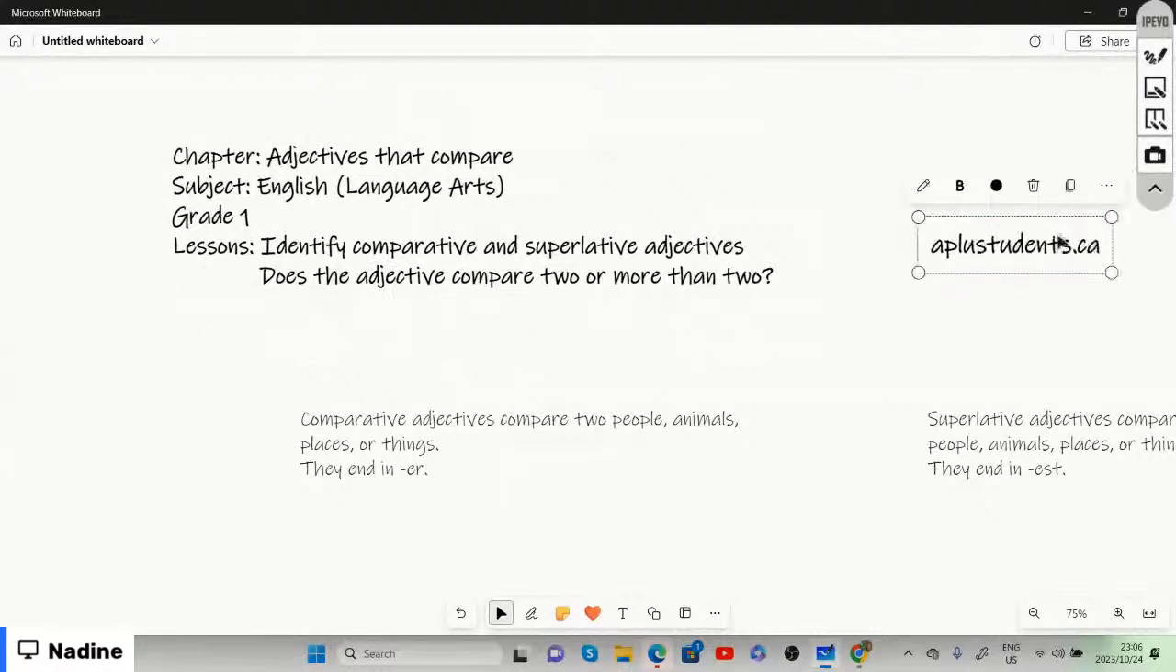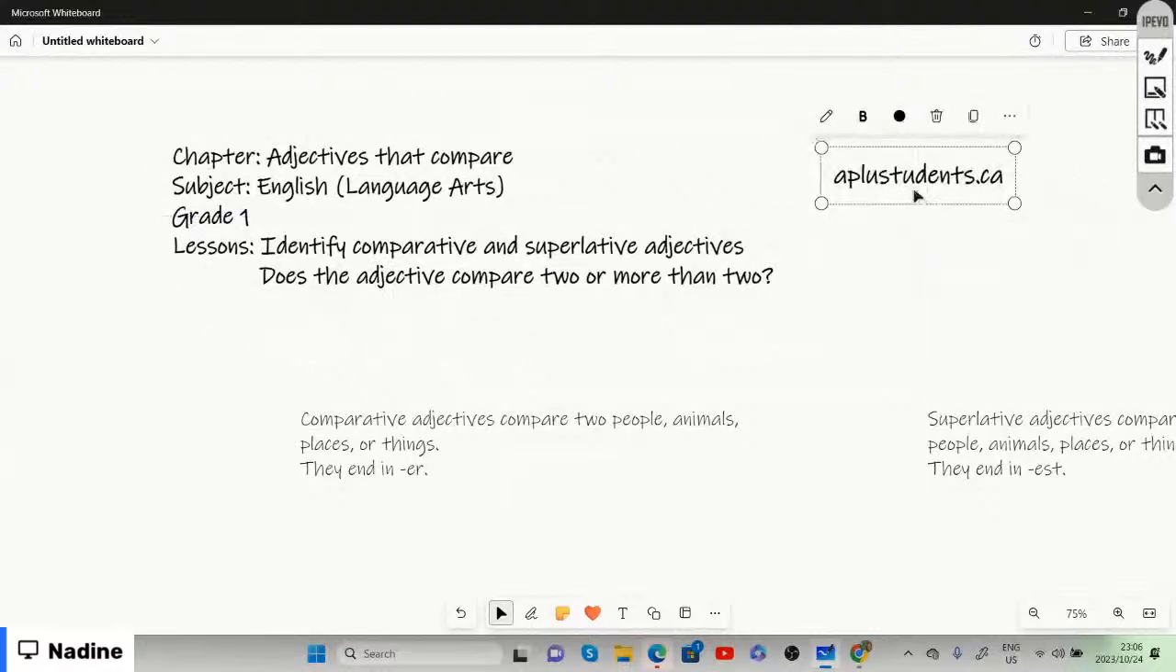And we are doing our tutorial lesson on a+students.ca. So you're going to go back, recap, go over the work, and then you can go to a+students.ca. On our whiteboard, we have the chapter, which is adjectives that compare, English language arts, grade 1, and we also have our focus lesson for today. And that is on a+students.ca.